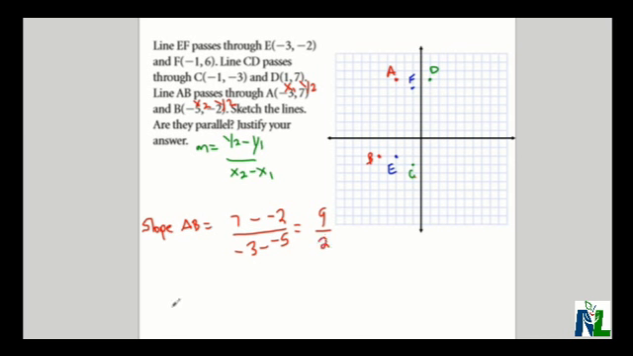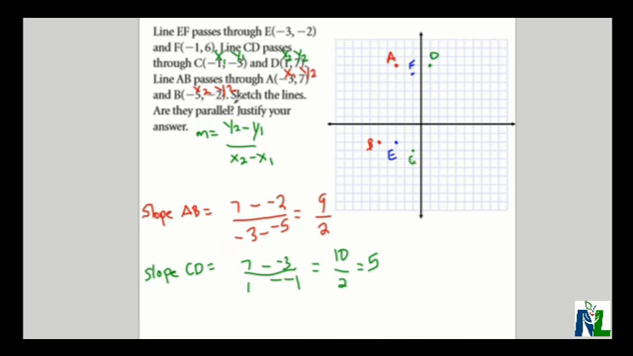We'll do the slope of CD next. I'm going to call C x1, y1 and D x2, y2. And that will give me 7 subtract negative 3 over 1 subtract negative 1, which gives me 10 over 2, which equals 5. Well, I know that AB and CD are not parallel.